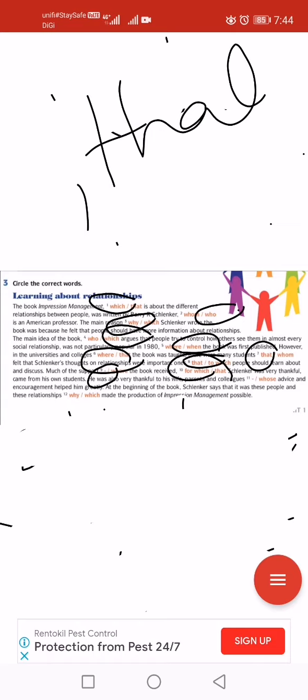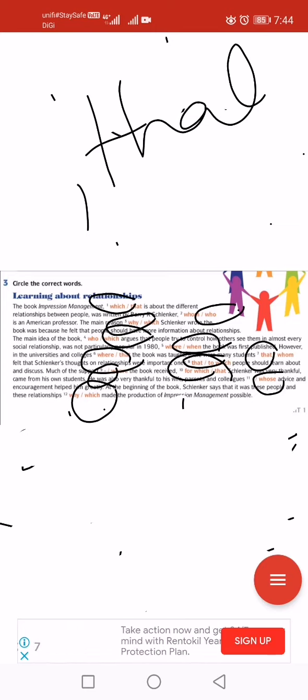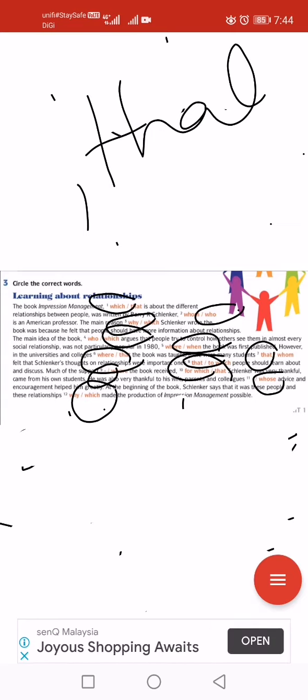Okay. Whose advice? Whose is siapa punya. So it must be whose. Cannot eliminate, or else the meaning will change. And encouragement helped him greatly. At the beginning of the book, Lankar says that it was these people and these relationships. These people and these relationships. Which. We are not talking about people, we are talking about these people, and relationship, so it must be which.